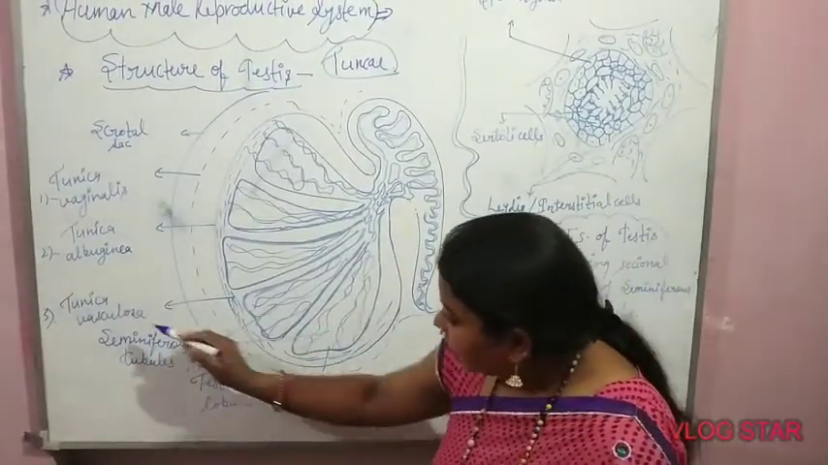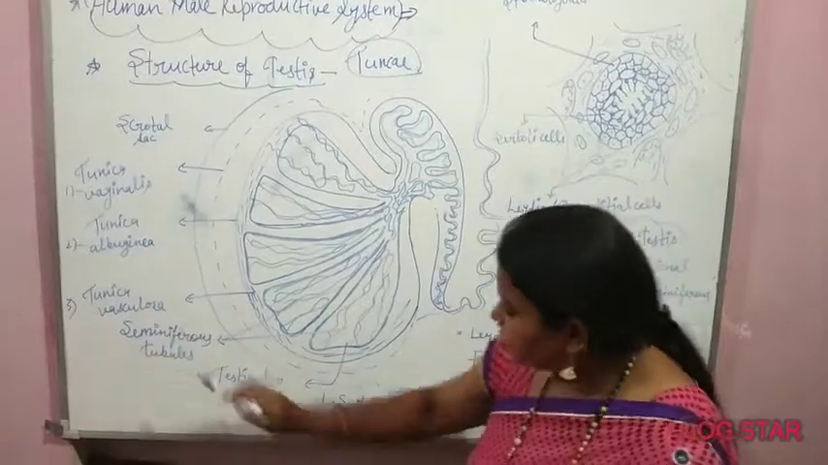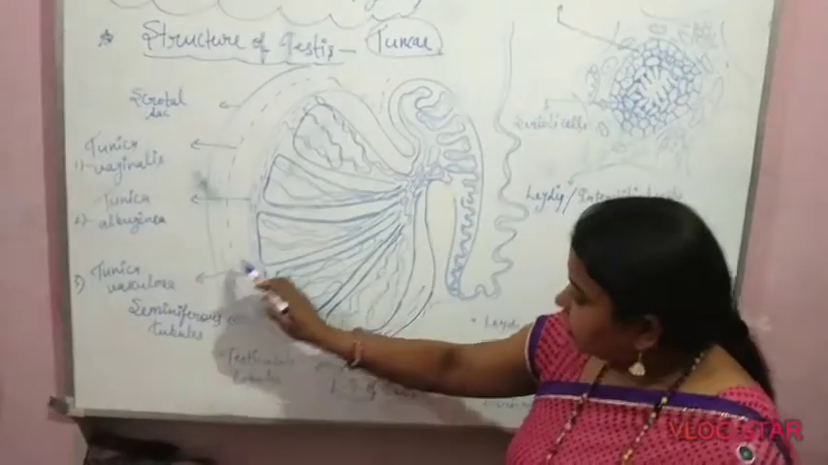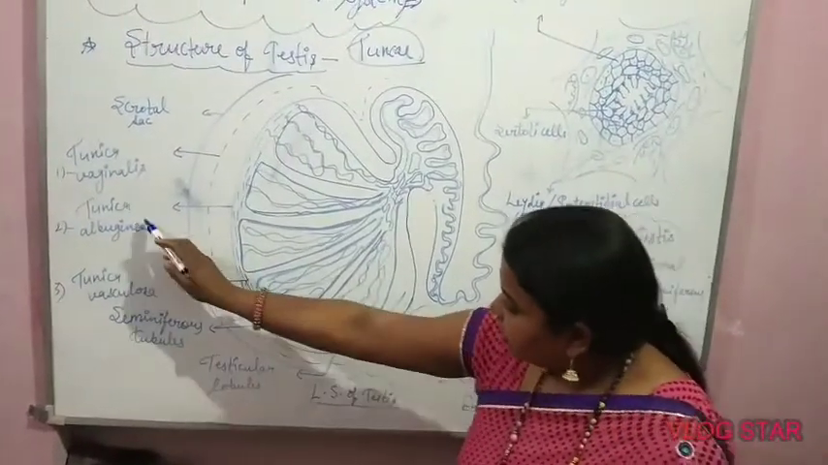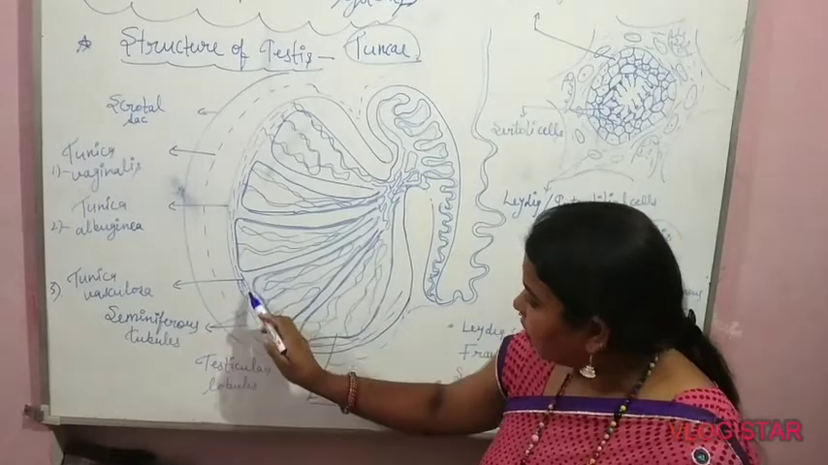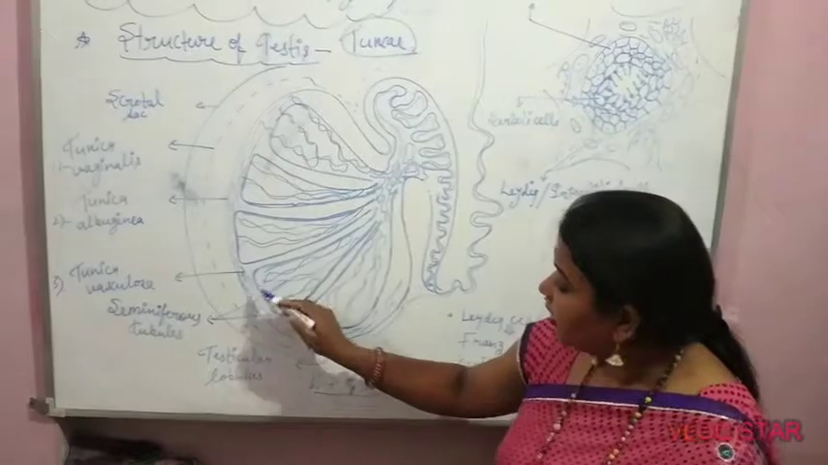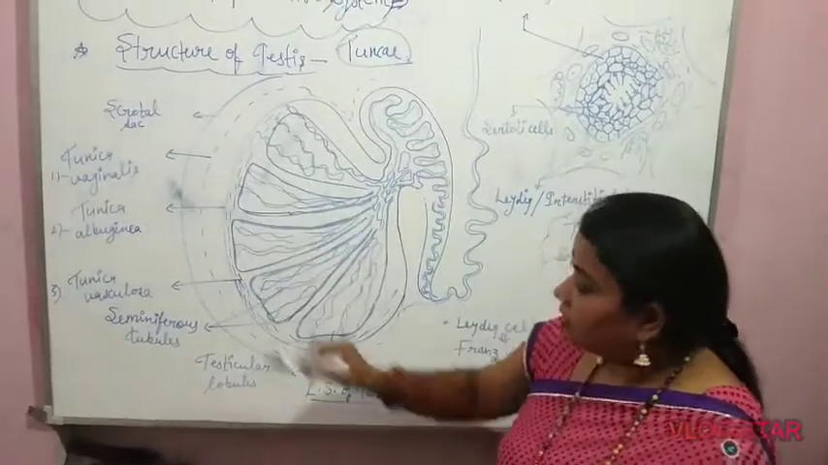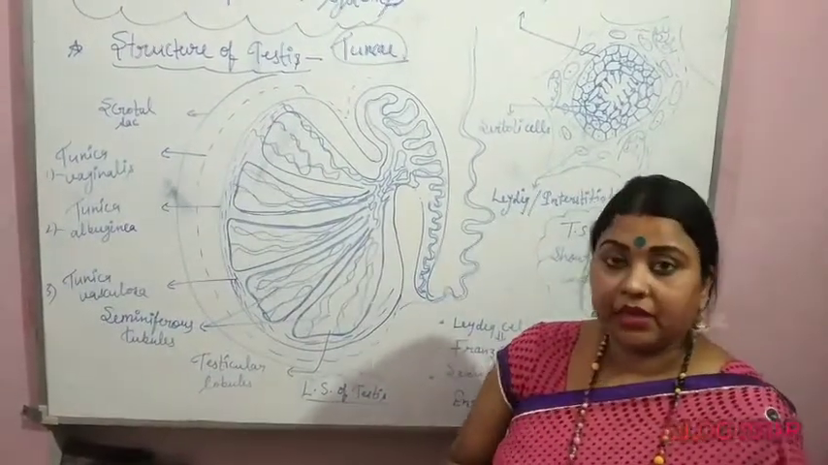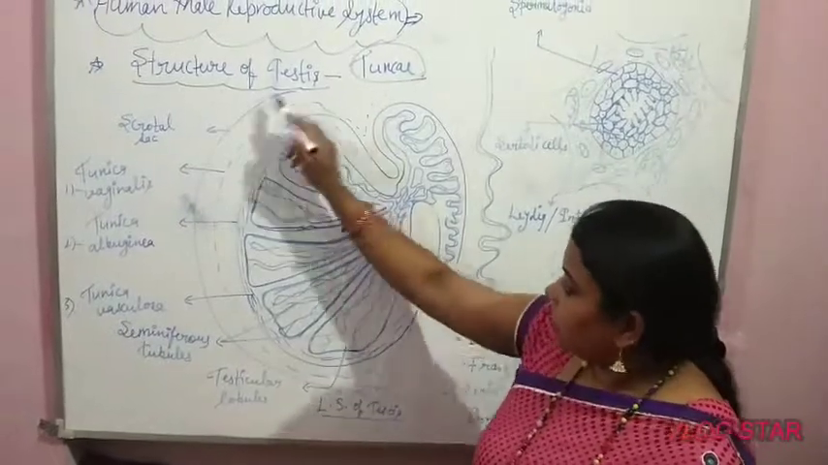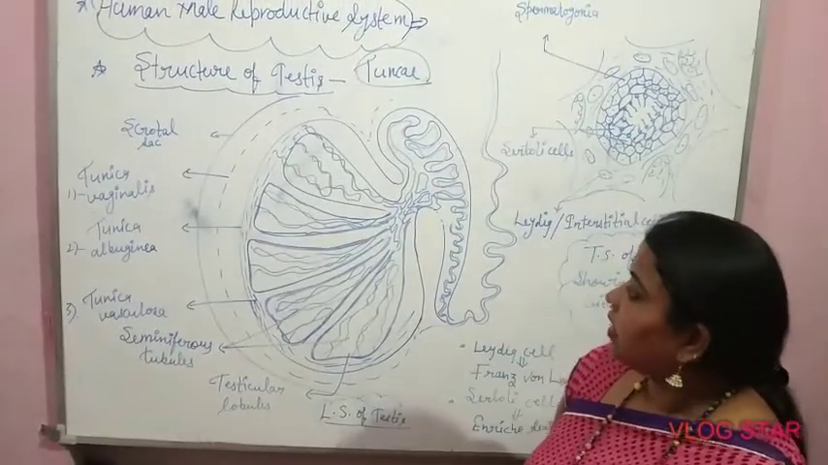And the third covering is the tunica vasculosa. The tunica vasculosa is present just below the tunica albuginea, and it has dense blood capillaries in it. So these are the three coverings of the testis.